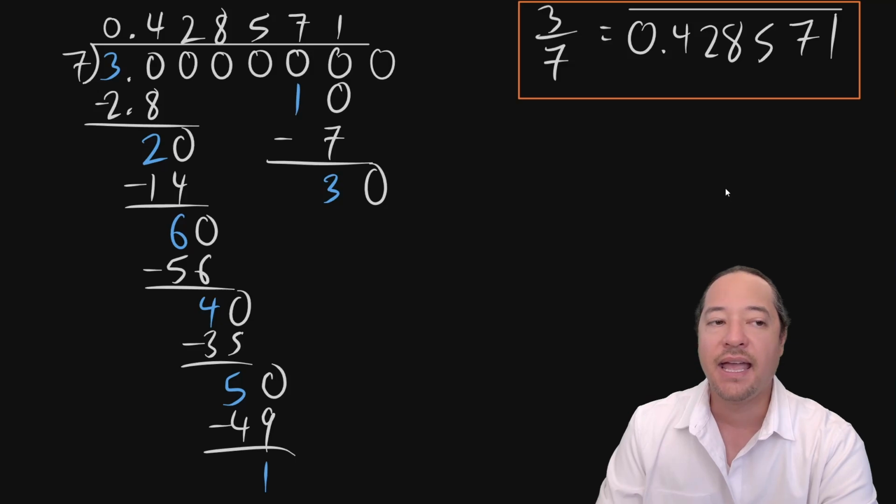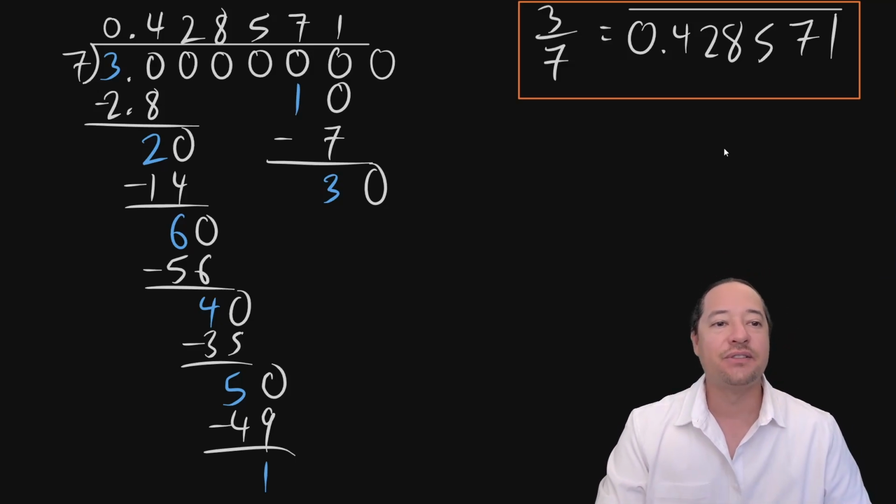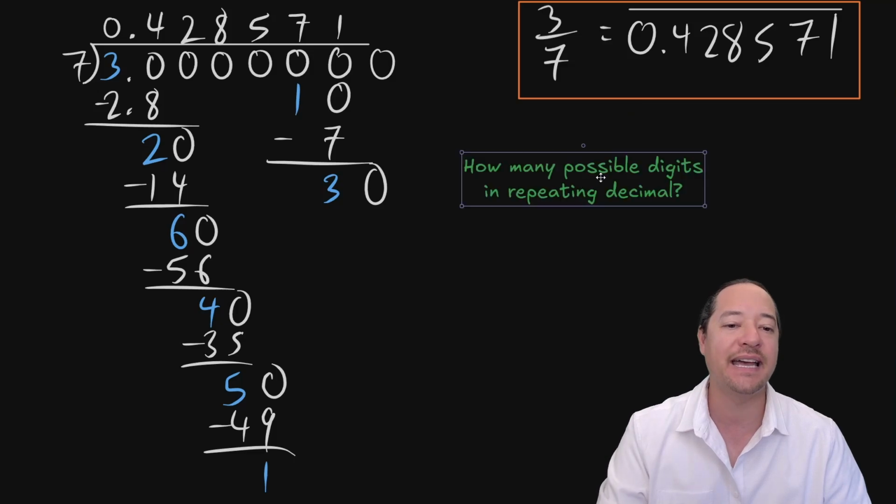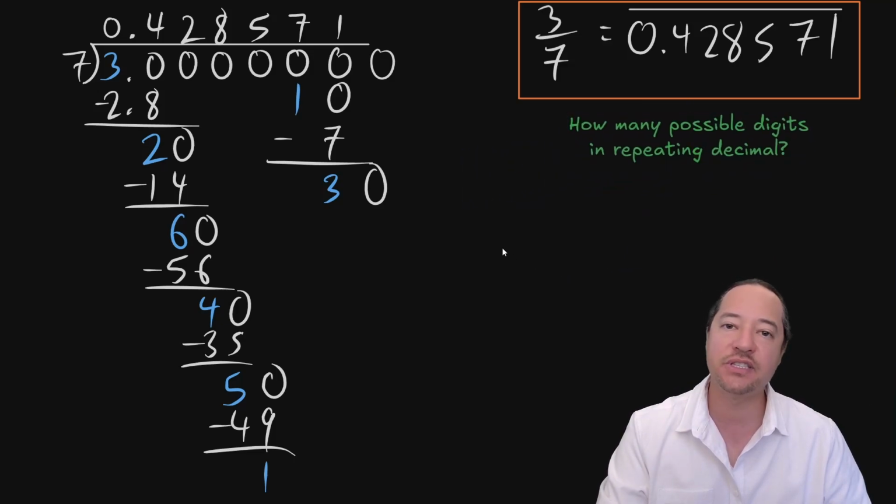And it's a long number, isn't it? Notice that this has 1, 2, 3, 4, 5, 6 different digits here. And it kind of begs the question, how long can this repeating unit get? How many possible digits could we have in this repeating decimal?